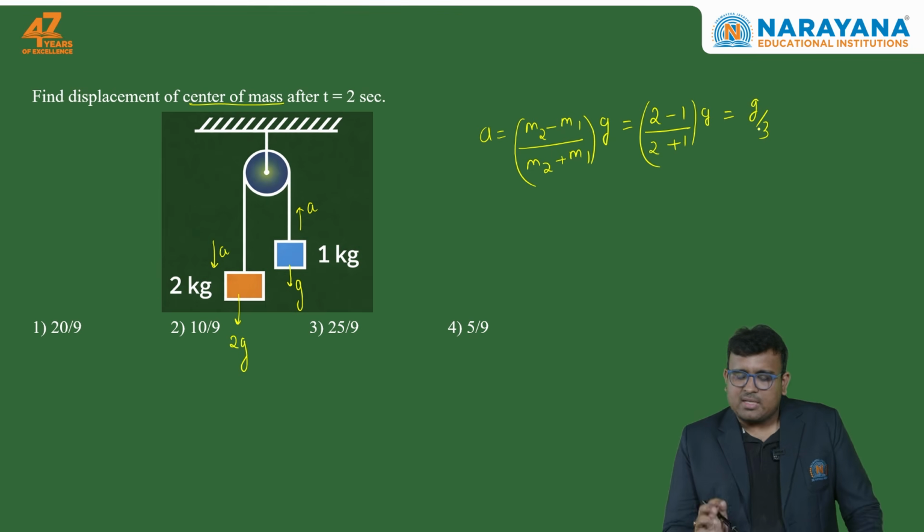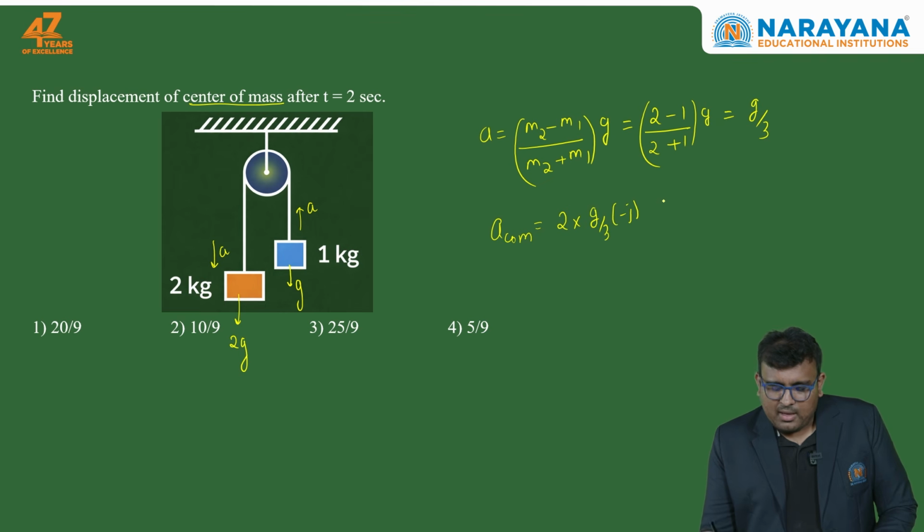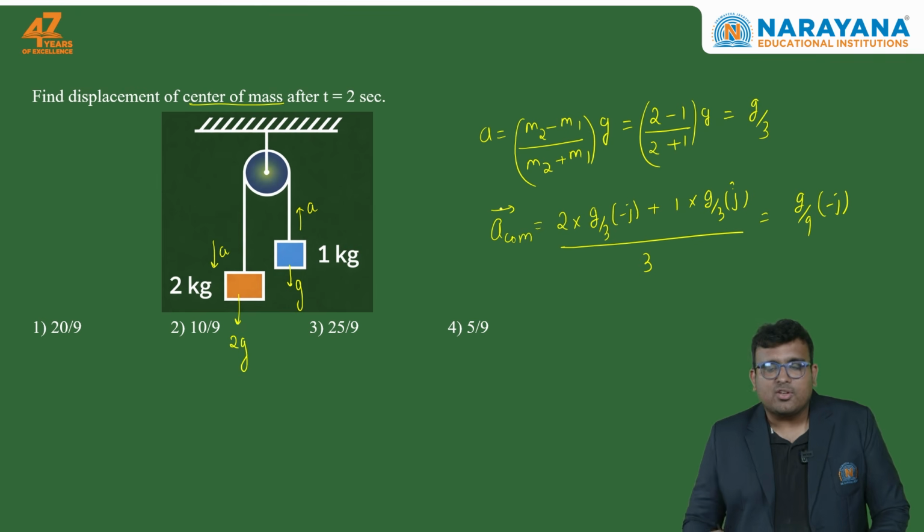So acceleration is this. Now they're asking what is the acceleration of the center of mass. That will be equal to 2 times g by 3 into minus j cap and plus 1 into g by 3 into plus j cap, divided by 3, which will give an answer as g by 9. This is minus j cap, I guess. That is the acceleration of the center of mass.